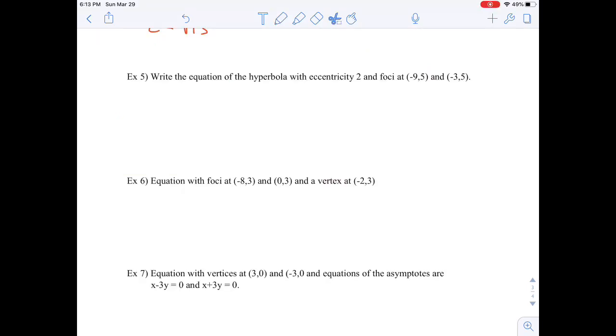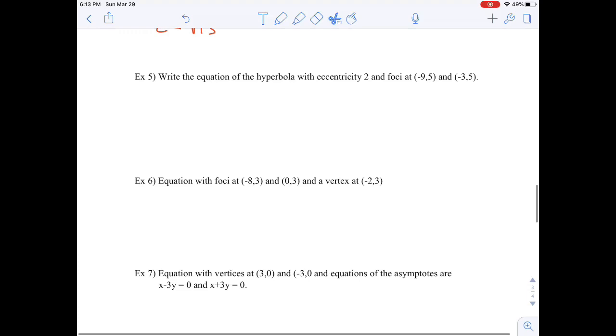All right, now we're going to write equations with these. These can be a little tricky. First one we're going to write, we are told that the eccentricity is 2, and we're told where the foci are. So if E equals C over A, E is 2. I don't know C or A right now, so let's think about our foci. We have foci of negative 9, 5 and negative 3, 5.